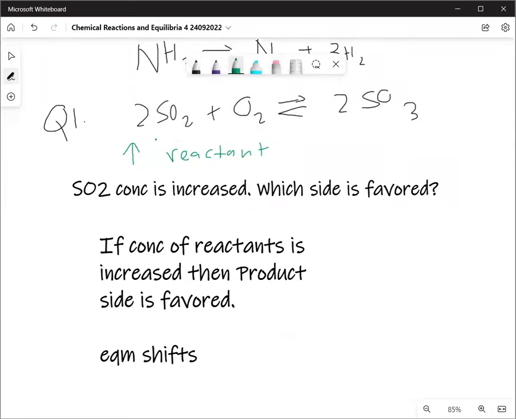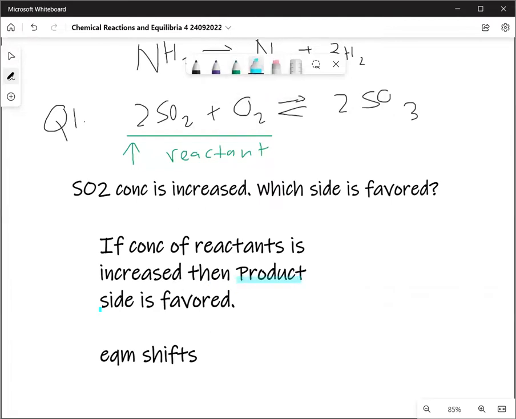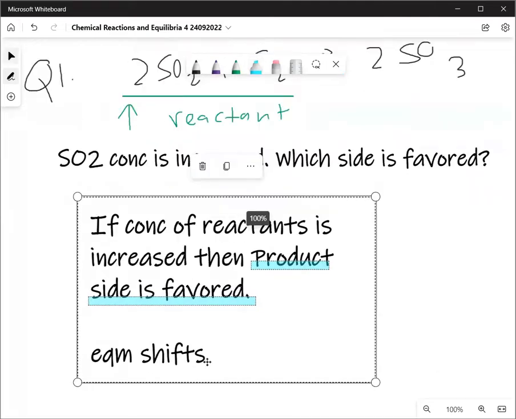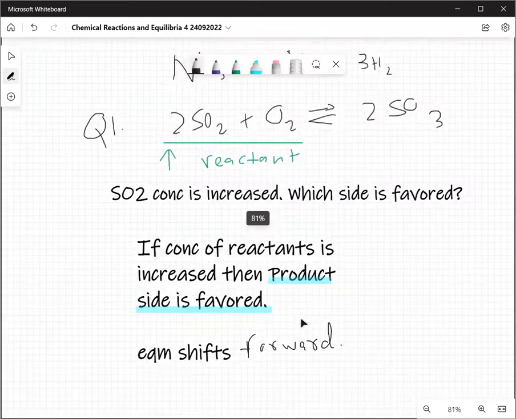Is that clear? The only thing that matters is, if you increase the reactant, then SO3 will increase. So the forward reaction is favored. Because what is written here? Product side is favored. If this is favored, then which side is product? It is forward. So equilibrium shifts forward. Okay, let's try another question just like this.